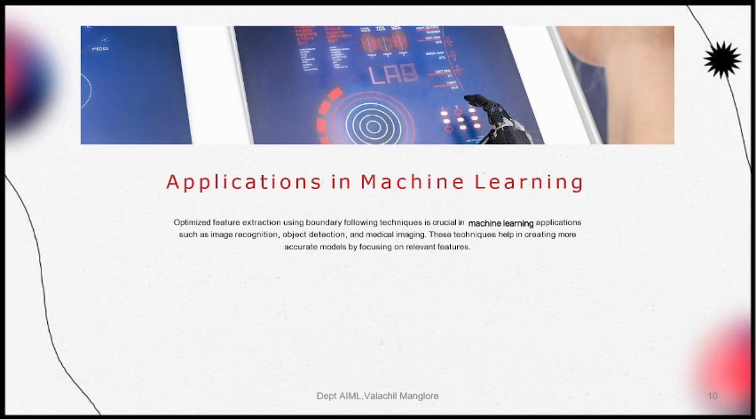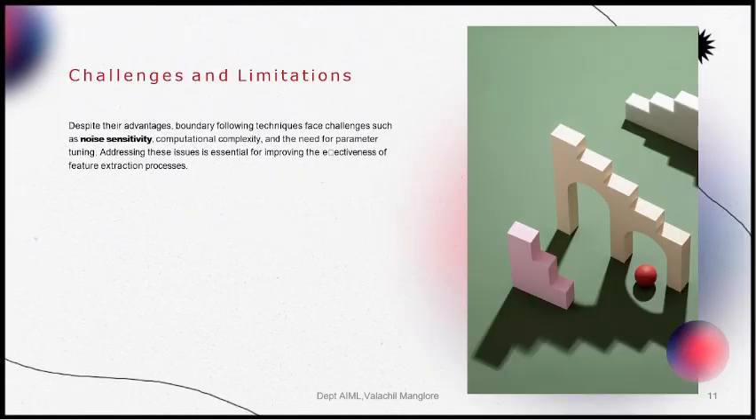Boundary following technique. Optimizing feature extraction using boundary following techniques is crucial in machine learning applications such as image recognition, object detection, and medical imaging. This technique helps in creating more accurate models by focusing on relevant features. Some four techniques are used: thresholding, gradient operators, active contour models, and level set methods.